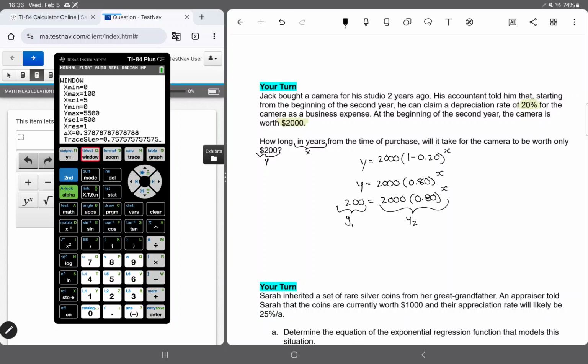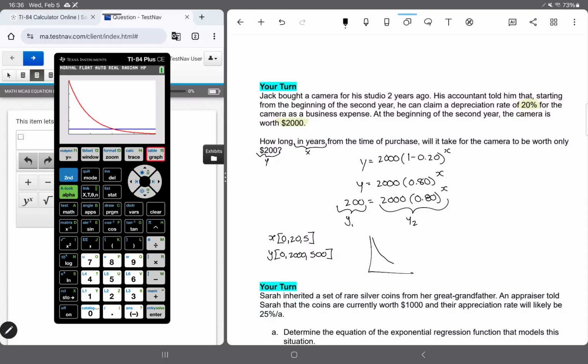Okay, I'm going to change my windows a little bit because obviously I have too much x. And, well, my initial value was only 2,000, so let's put that in there. There's a much nicer looking graph. So again, 0, 25, 0, 2,500. Let's make our doodle. So we're depreciating only 200.